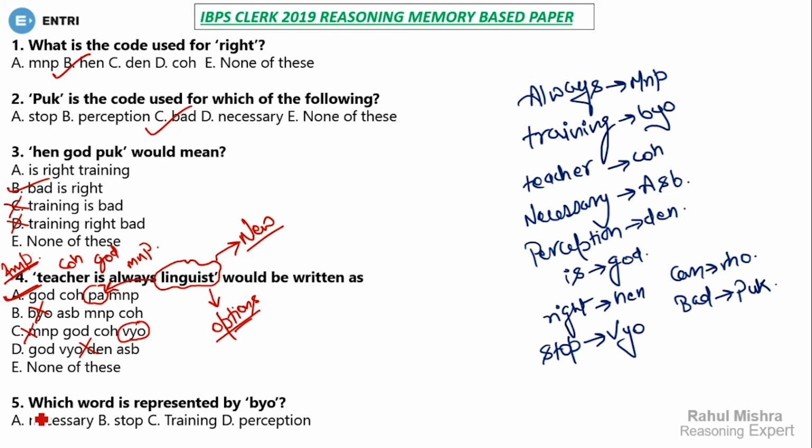Now the last question, question number 5: which word is represented by byo? Byo is used for training. So option number C is the correct answer.